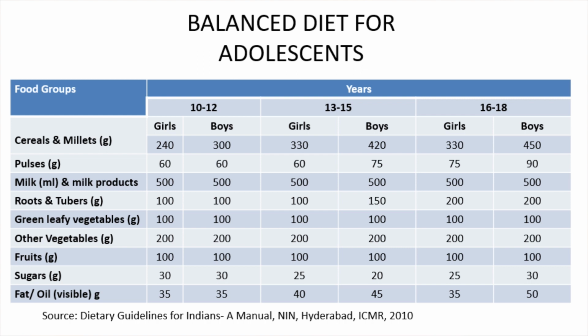The girls have comparatively lesser requirement of the different food groups as compared to boys, because boys have a longer growth spurt and they tend to grow up to 18-19 years of age even. So their requirements in the 16 to 18 years of age group is quite high. So we must stick to these requirements of a balanced diet for adolescents.